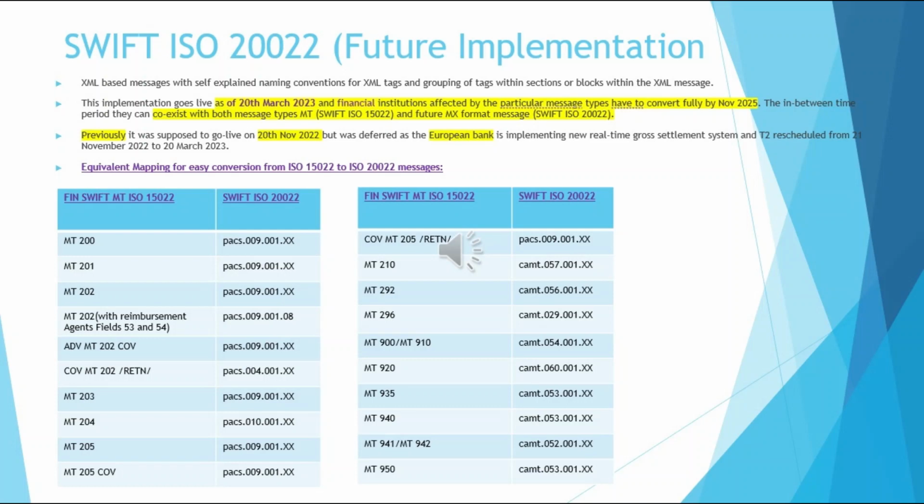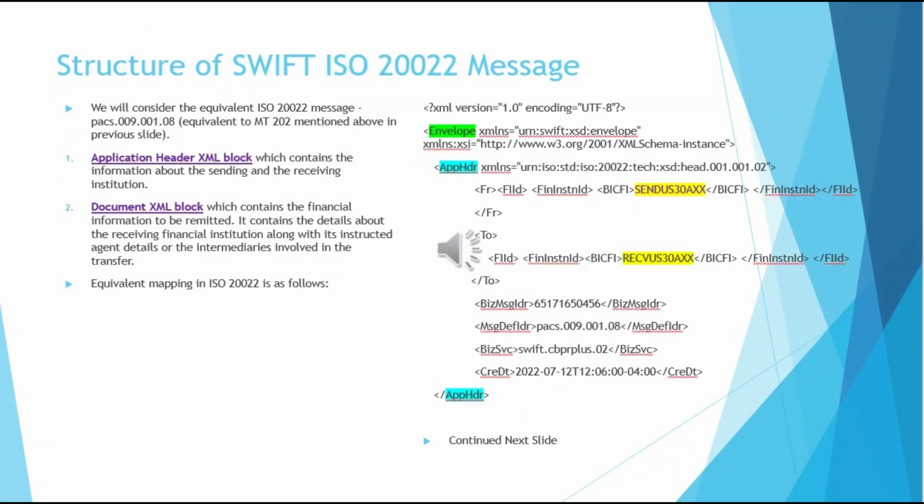The structure of a SWIFT ISO 20022 message consists of an application header block and a document XML block. So on the right hand side, you see the application header block, which contains the sender and the receiver information, along with the other information which is displayed on the right.